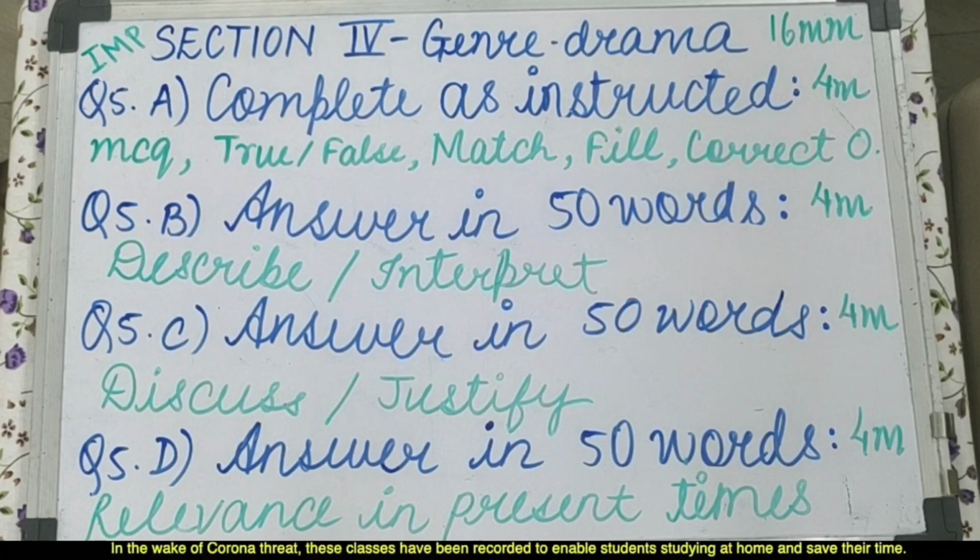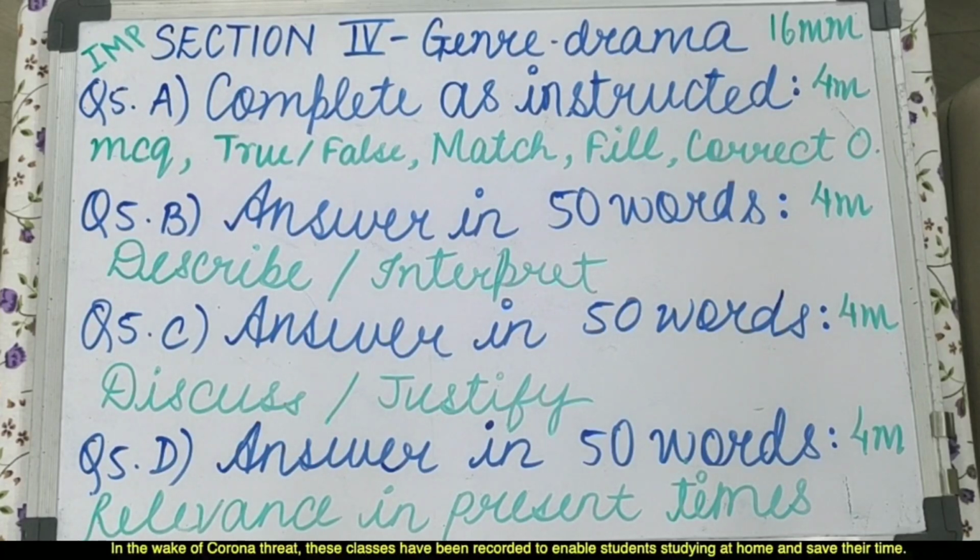Question number 5A is a complete-the-activity question. This consists of 4 marks. In this, MCQ, true or false, match the following, fill in the blanks or state the correct order, these types of questions can be asked for 4 marks.